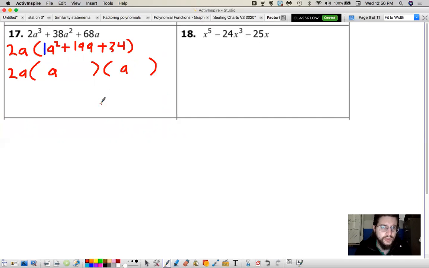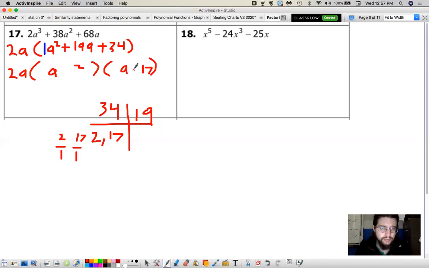1 times 34 is 34. It's positive this time. Looking for 19. I'm just going to go with 2 and 17. Hey, that works. So 2 over 1, simplify, done. 17 over 1, simplify, and done. Okay, so 2, 17, plus, and a plus. Factored. Move on.